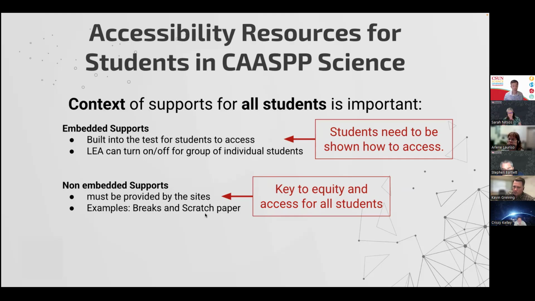And like we said, with the non-embedded supports, the real world things, if you aren't thinking about that ahead of time, the students don't get those things because they're things that you at the site need to provide to the students. And we just want to make sure that everybody's thinking about that always ahead of time for all of the students so that they all get access to the things that they are entitled to.